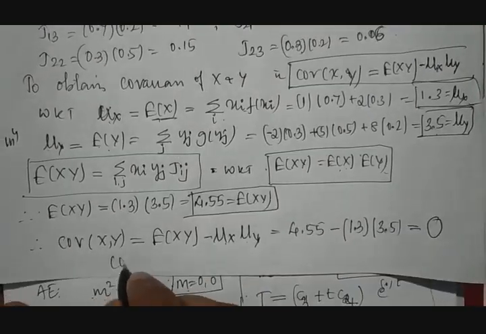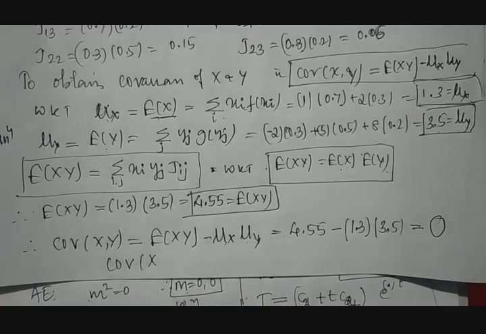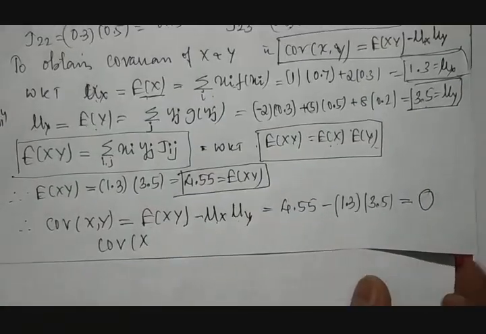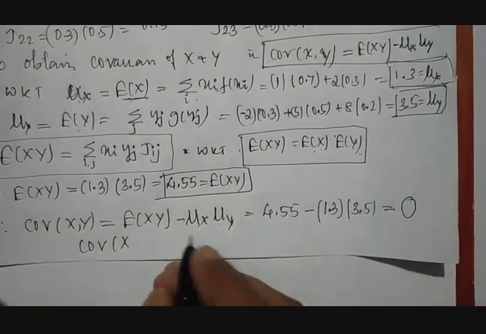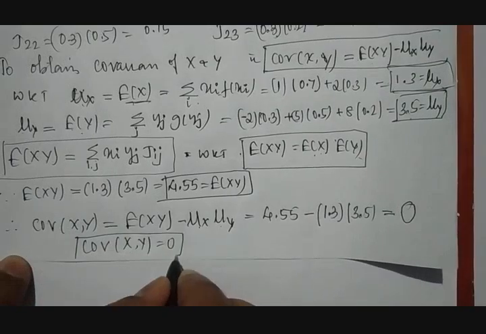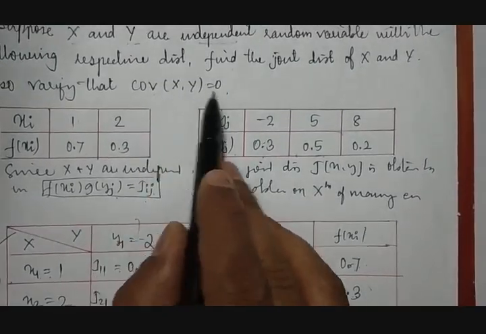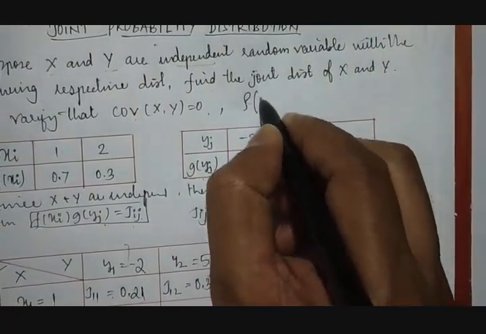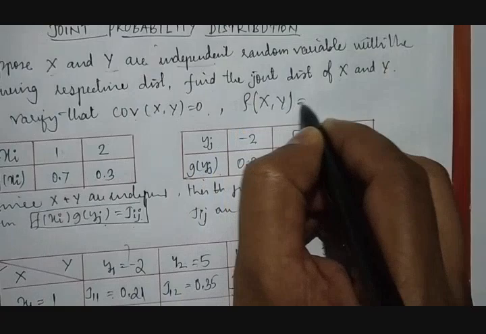Therefore, covariance of x comma y is equal to 0. So this is the required result as per the example. They said show that this is equal to 0. Suppose if they add one more thing, then they may say that show that rho of x, y is equal to 0. Then it is understood.